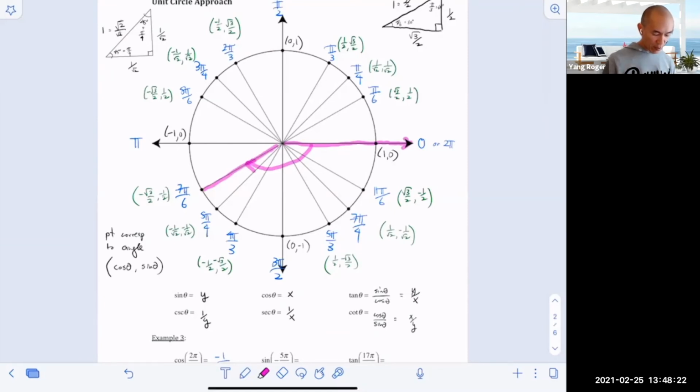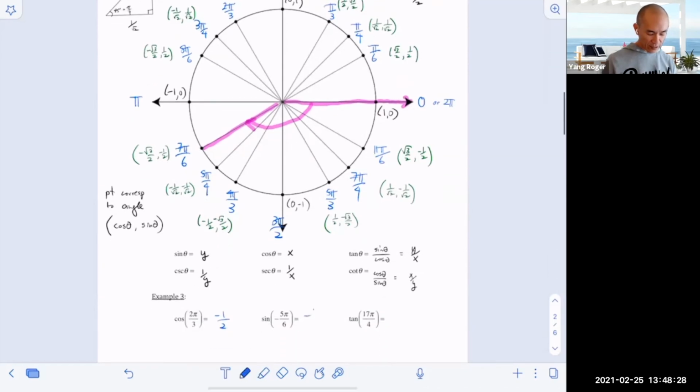And if I want sine, I want the y value. So the y value is going to be negative 1/2. So this is negative 1/2 as well. Does that make sense to everybody? Are there any questions about that? All right, cool.